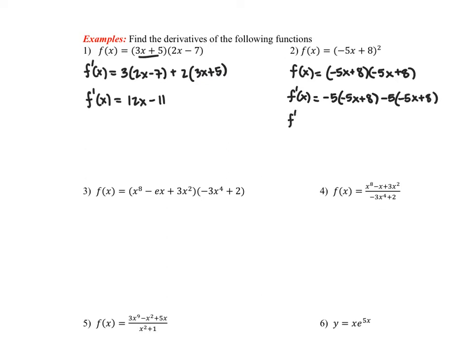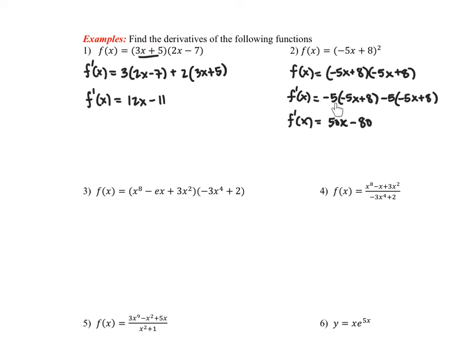Okay, so this is unique because both functions are the same. There will be a better way to do this later. It'll actually be utilizing the chain rule, but we're not going to do that for now. So we should get 50x minus 80 for the derivative.